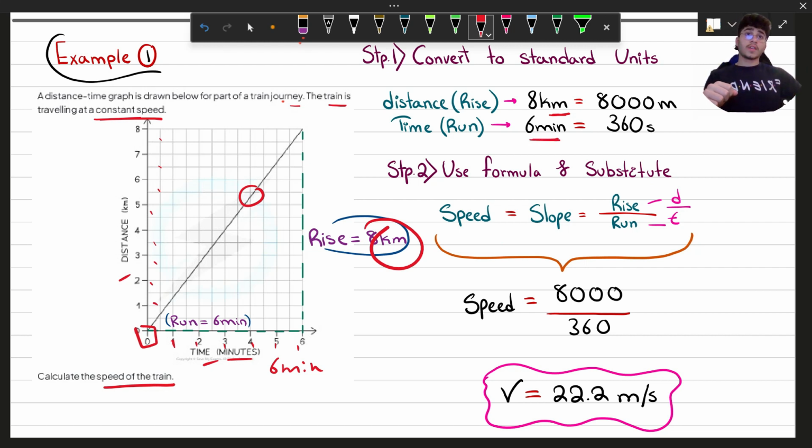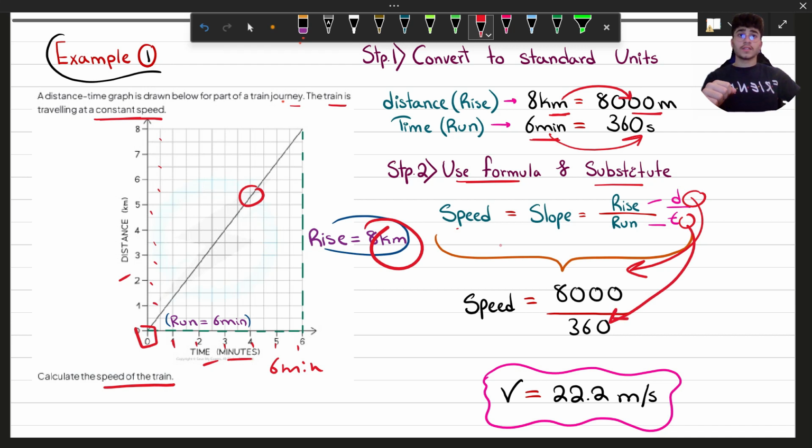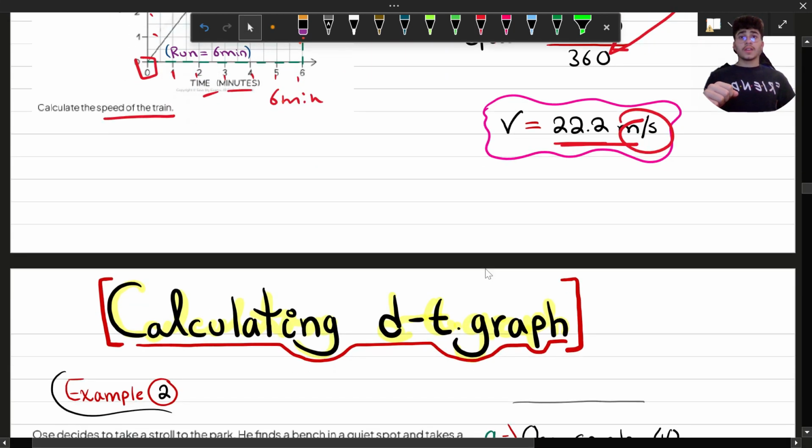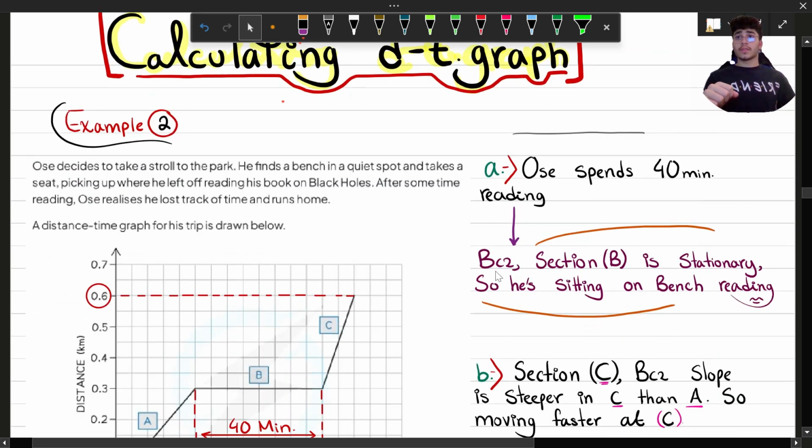Let's convert both of them to their default unit. Convert kilometers to meters. 8 kilometers is 8,000 meters. 6 minutes to seconds. 6 minutes is 360 seconds. Now let's use the formula and substitute the values. The formula is speed is distance over time. Distance is 8,000 meters. Time is 360 seconds. So speed is 8,000 divided by 360. Speed is 22.2 meters per second. Simple. Let's look at another example.